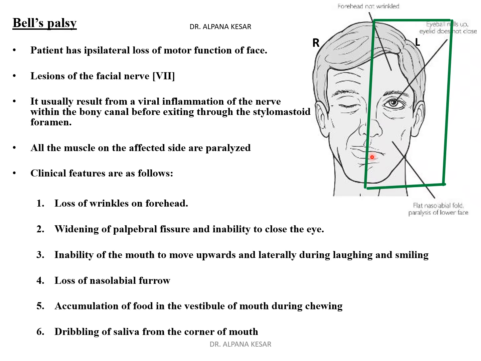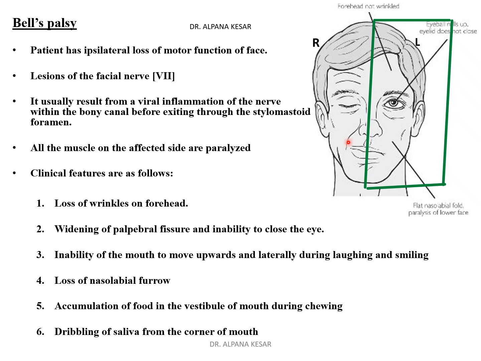In this case, the patient on the left side is suffering from Bell's palsy. The clinical features of Bell's palsy are loss of wrinkles on the forehead. This is due to paralysis of frontalis muscle. There is widening of the palpebral fissure and inability to close the eyes. This is due to paralysis of orbicularis oculi muscle. There is inability of the mouth to move upwards and laterally during laughing and smiling due to paralysis of zygomaticus major, zygomaticus minor, and other oral levators.